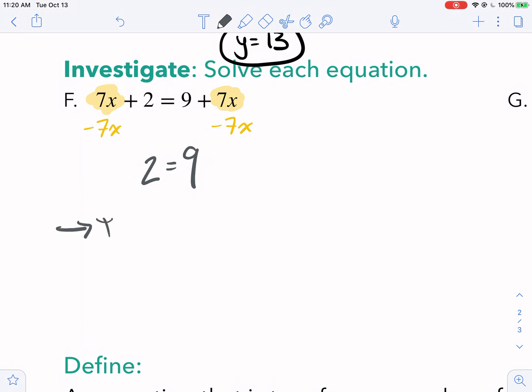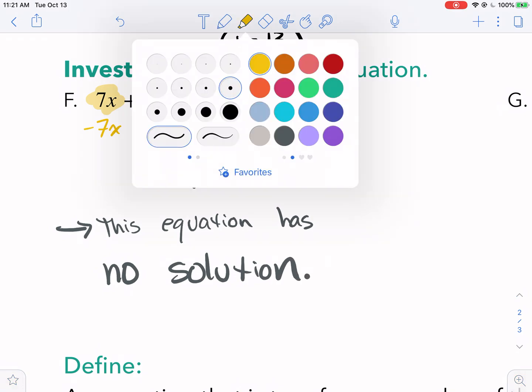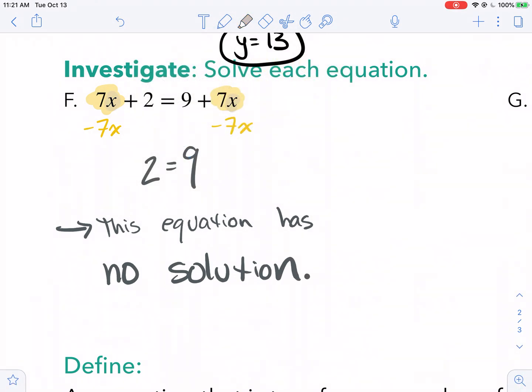So we say this equation has no solution. That means that no matter what we plug in for x, no matter what we put in here for x, it will never ever be true. So it has no solution.